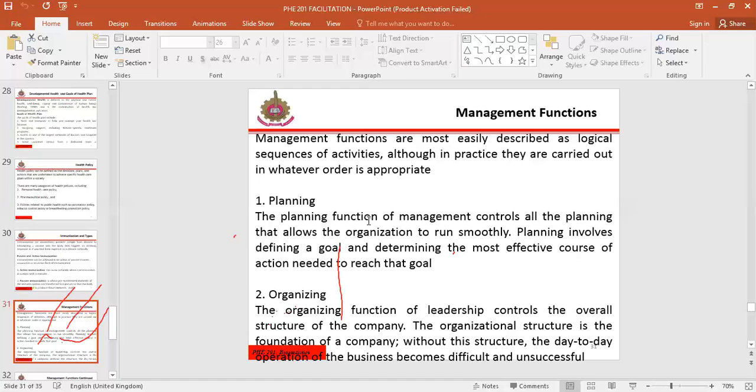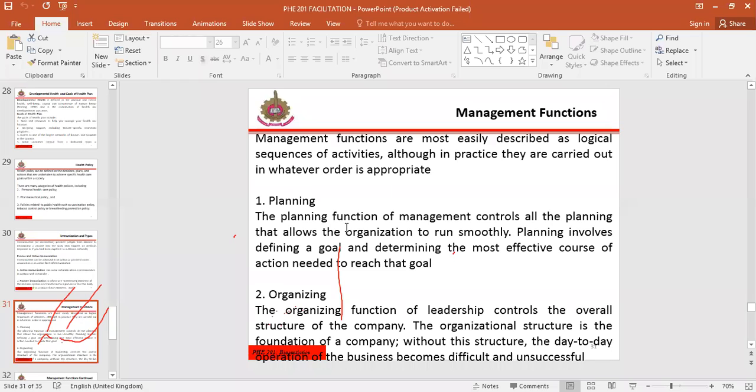Management functions. The management functions are most easily described as logical sequences of activities, although in practice they are carried out in whatever order is appropriate. So it means that for the management functions, we may not say that we have a specific model with which they should be carried out. It depends on the individual health facility or individual health organization. So that's what informs how to go about implementing the function.